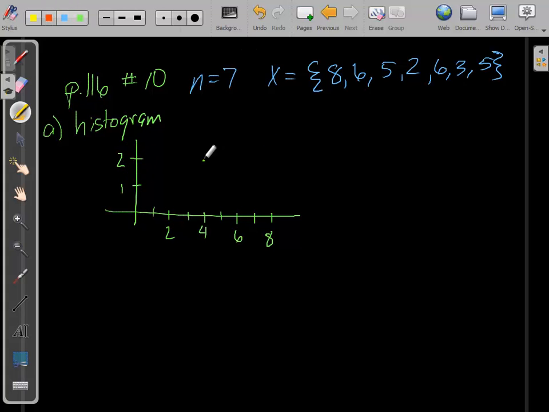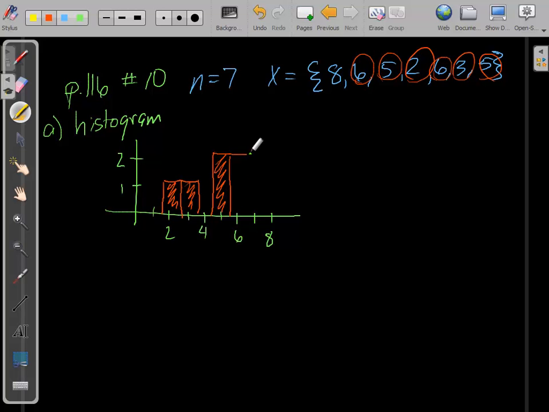Alright, so let me sketch this in red. Here we have 1, 2, 1, 2. We have, let's see, so that's that one. We have 1, 3. Let's kind of carry that over. We have 2 5s. So 5, we're up here at 2. Okay, and we have 2 6s. Let's carry that over. And we have 1 8. There we go. Okay, so looking at this, it is not symmetric, but that's okay. It's maybe pretty close.